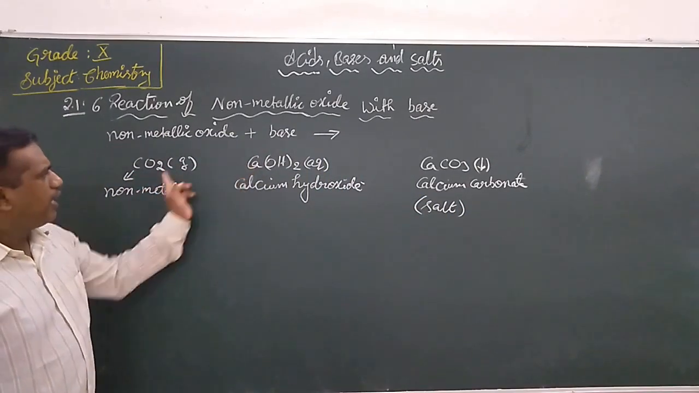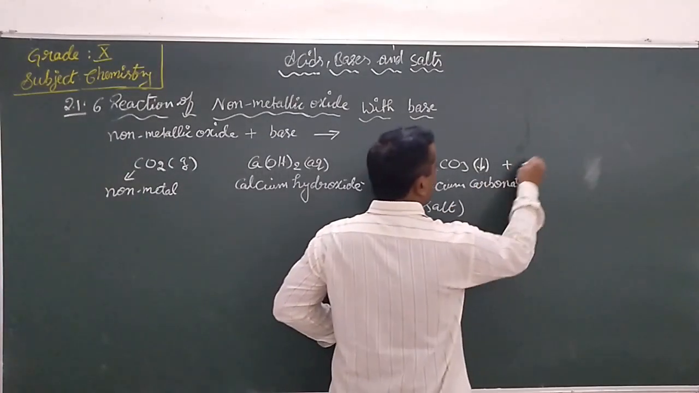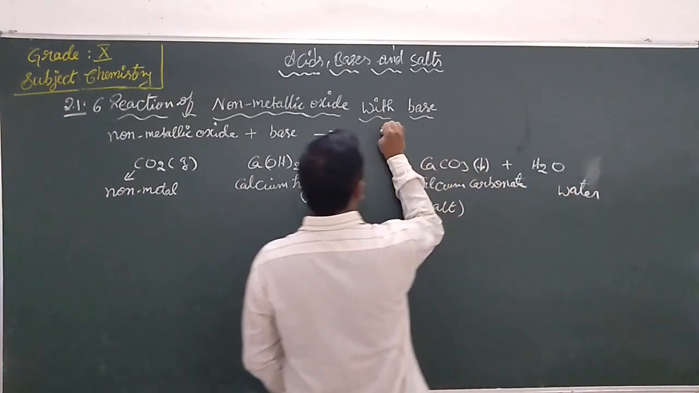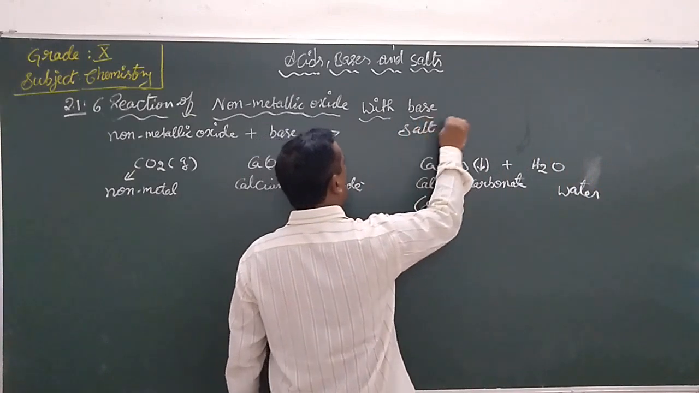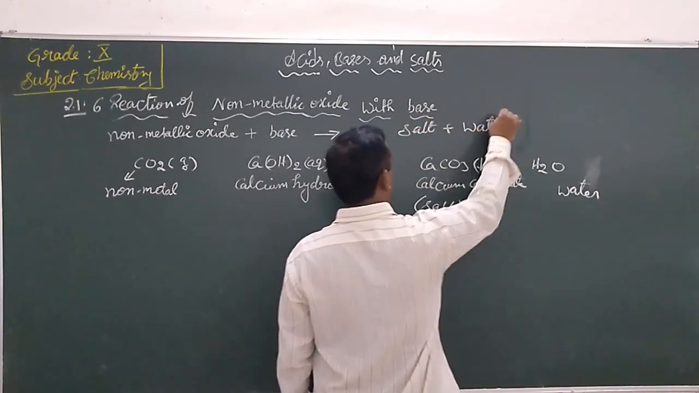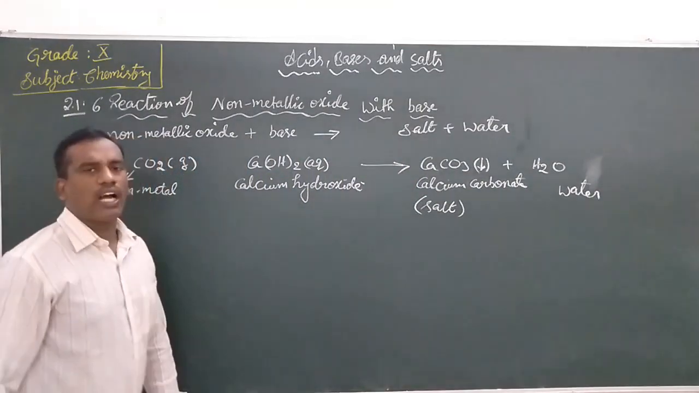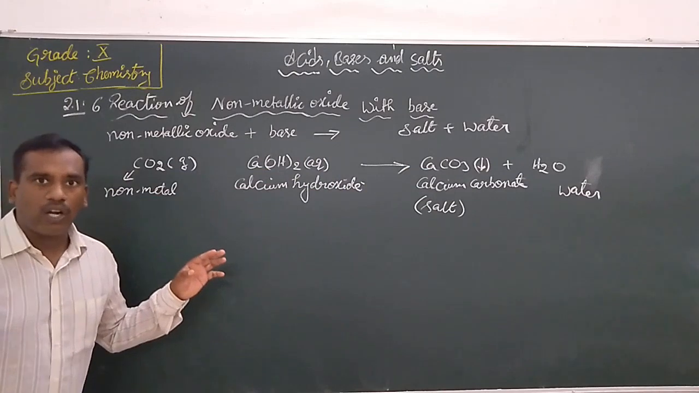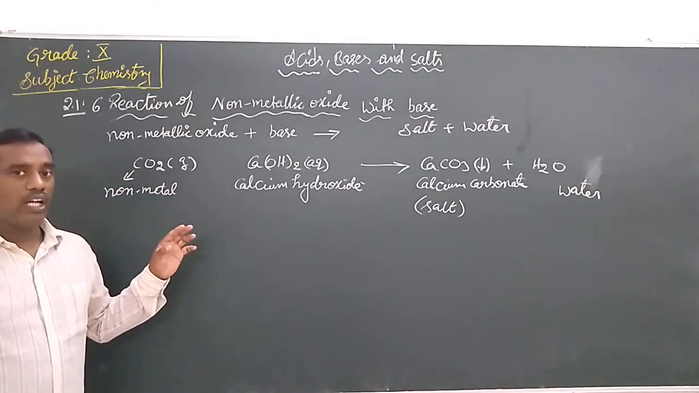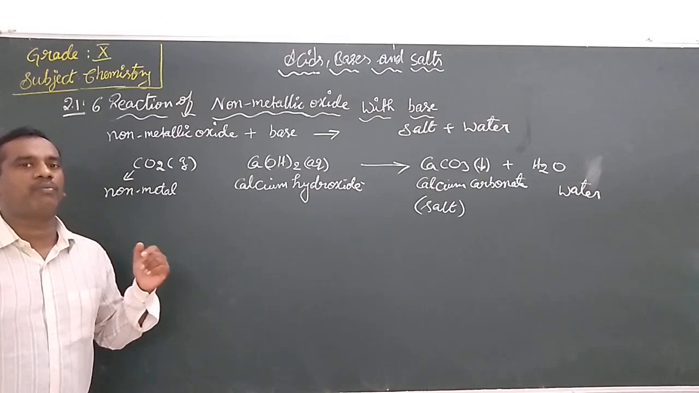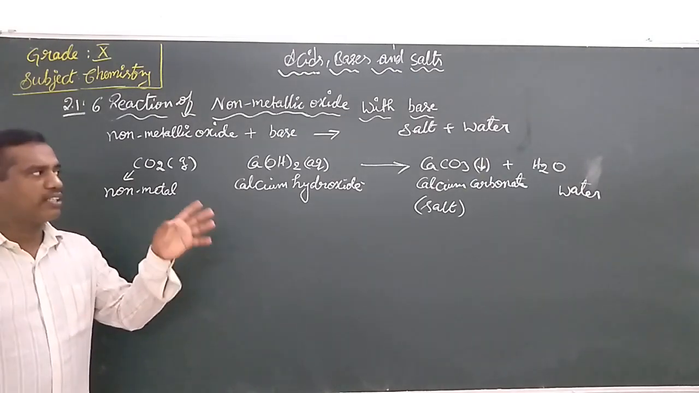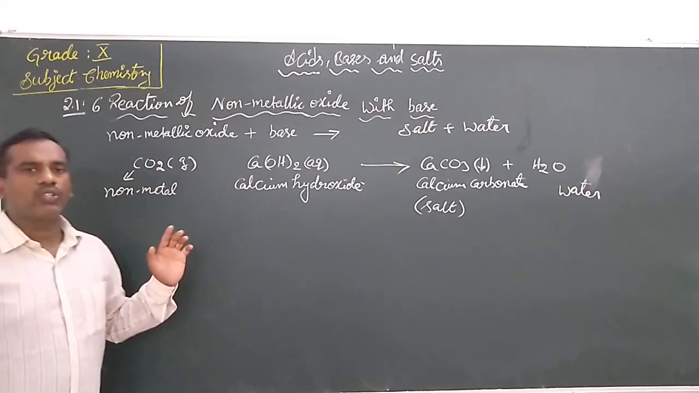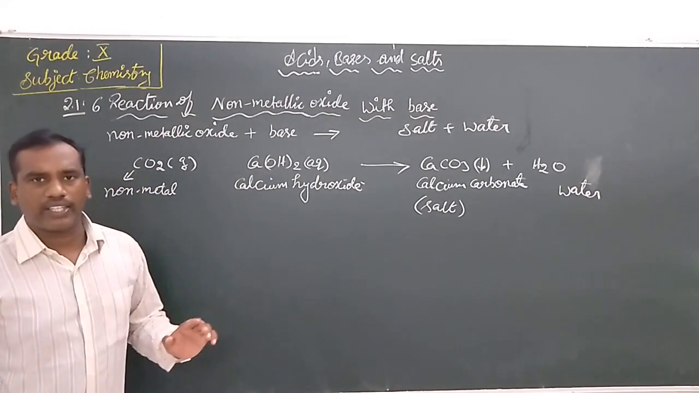Here CaCO3 plus H2O, that is water. So what are the products that are formed here? Salt plus water are formed. What are we going to conclude? Due to the formation of the white precipitate calcium carbonate, a salt, in aqueous solution, we are going to conclude this is also a neutralization reaction.